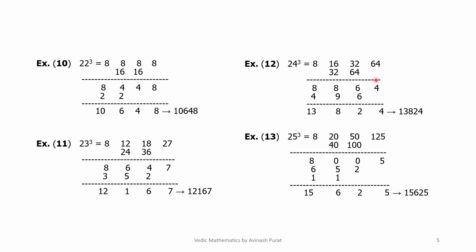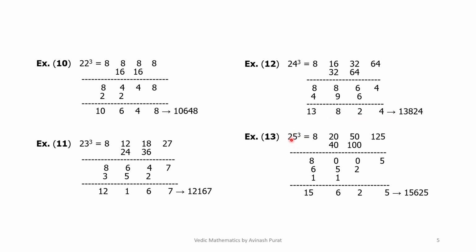So the grand total is 4. 6 plus 6 is 12. 2 is noted down plus 1 taken to the left, that is 18. 8 noted down plus 1 taken to the left, so 13. That means 24 cube is 13,824.